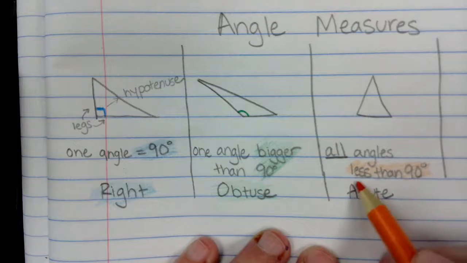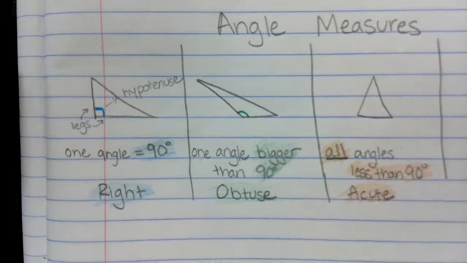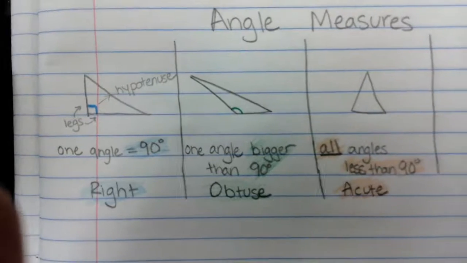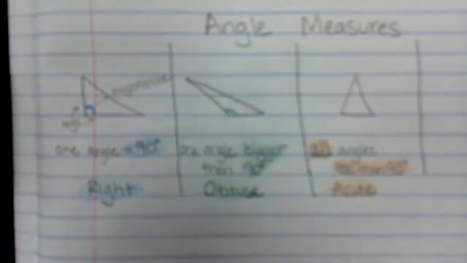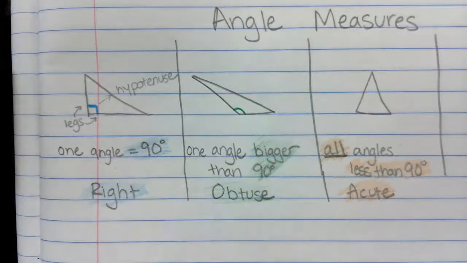What's kind of goofy is with obtuse, all we need to look at is one angle. If we just see one angle is bigger than 90, we can say, yep, obtuse. But if I just see that there's one acute angle, I can't just say acute. I have to look at all the angles and check that they're all acute.